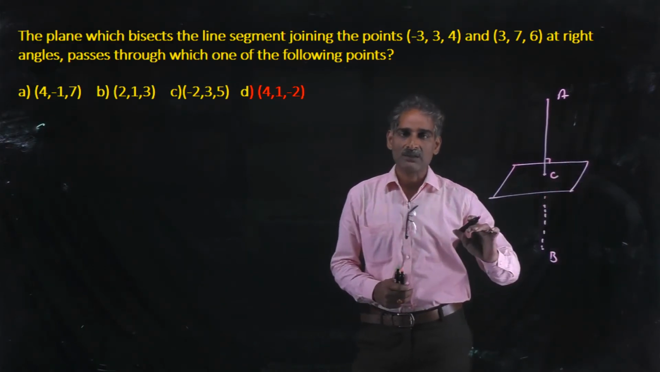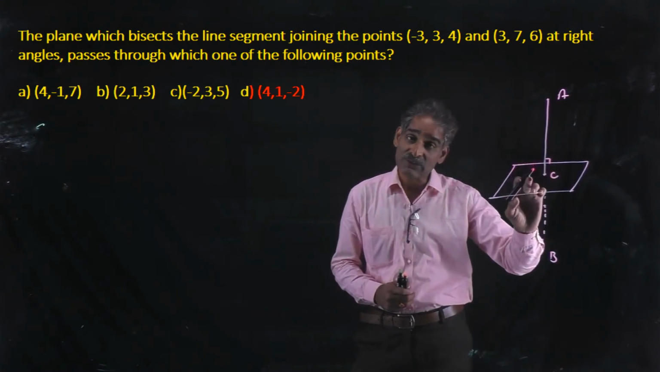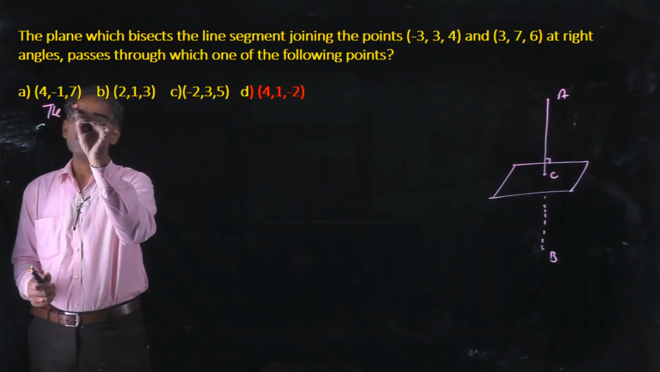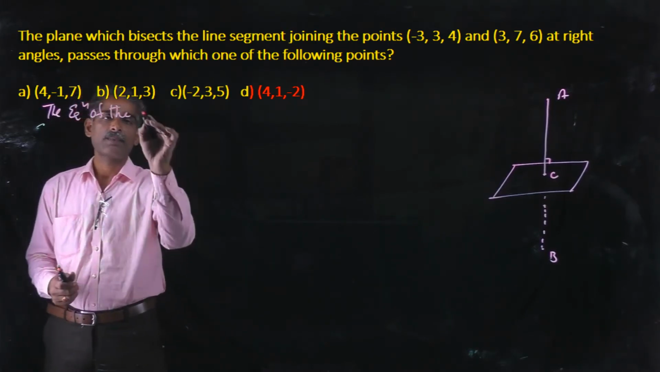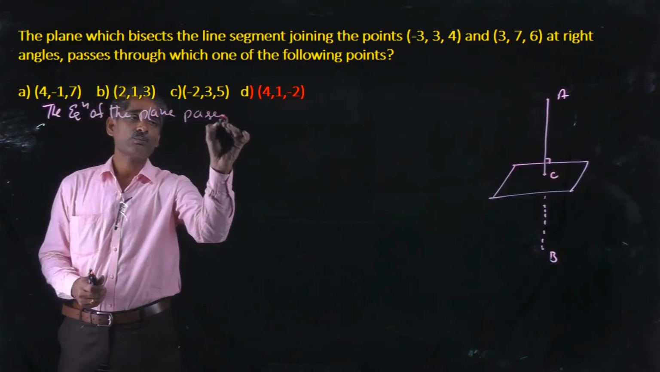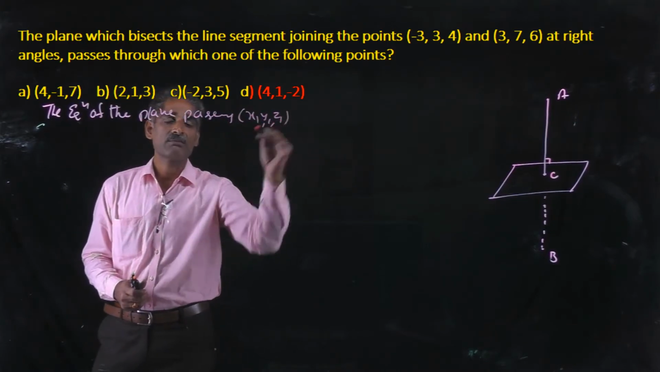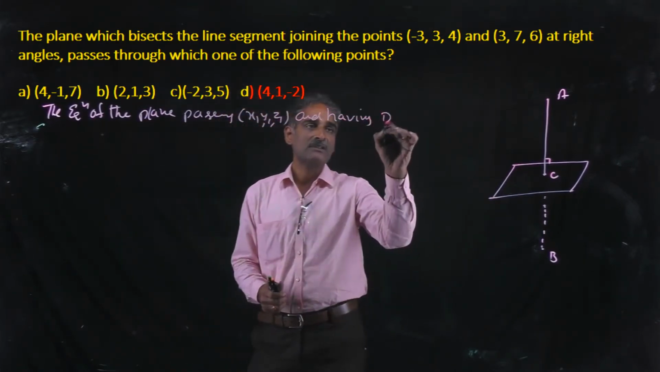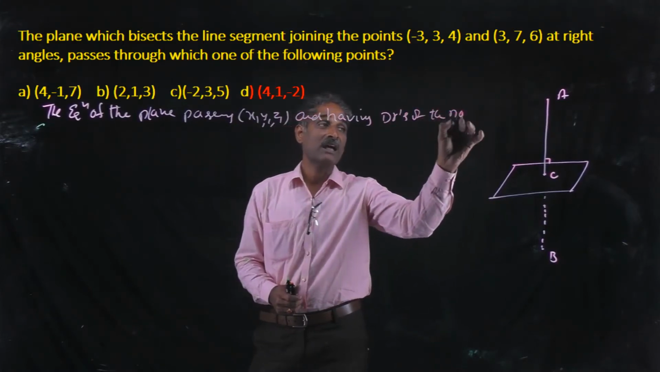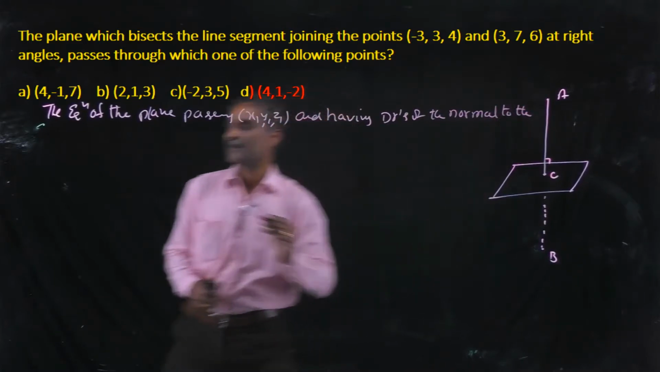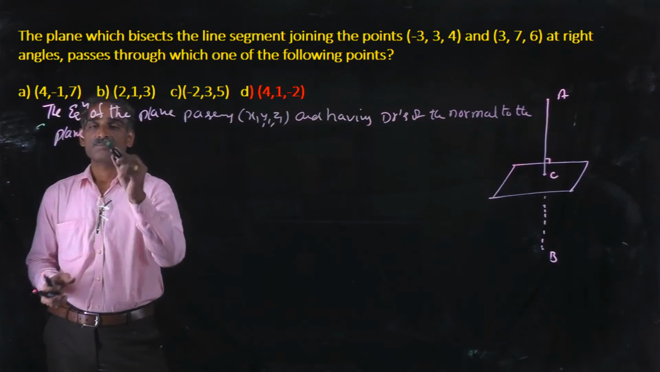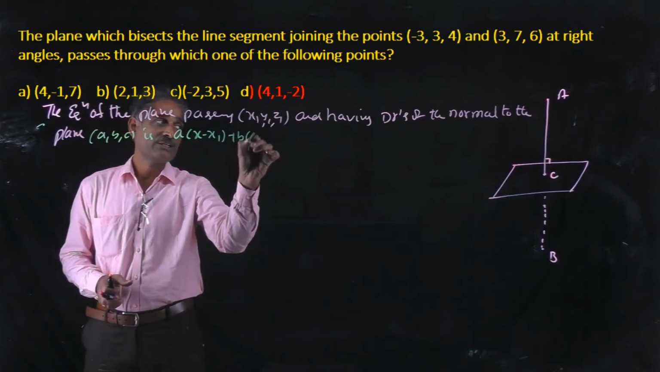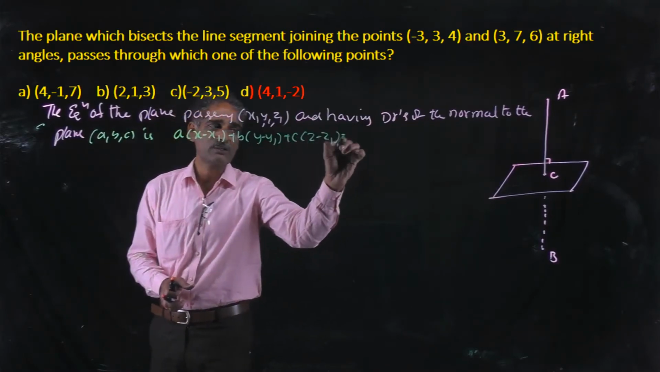We have a formula. The equation of the plane passing through point x1, y1, z1 and having DRs of the normal to the plane as a, b, c is a into (x minus x1) plus b into (y minus y1) plus c into (z minus z1) equal to 0. This is equation 1.